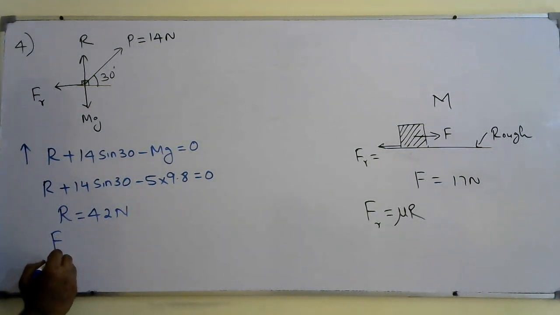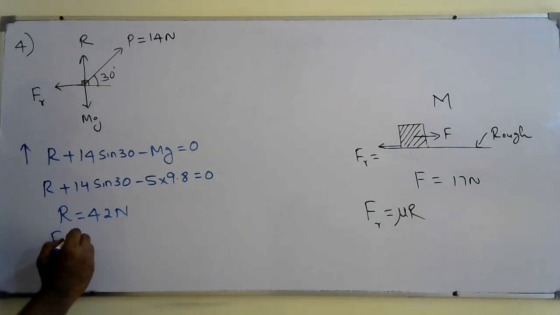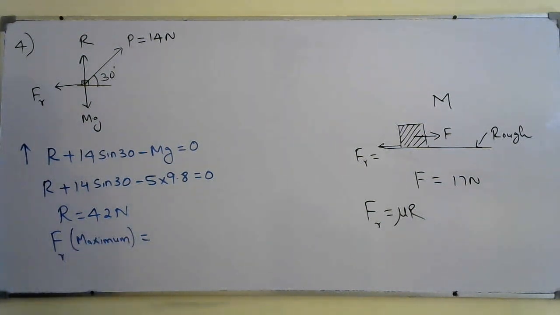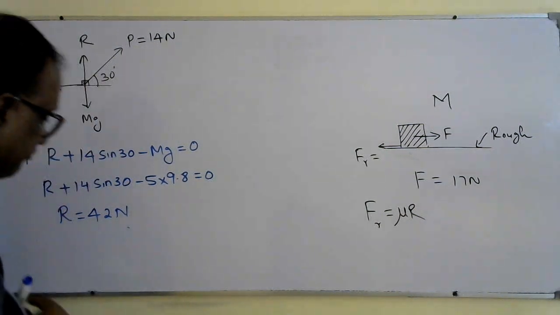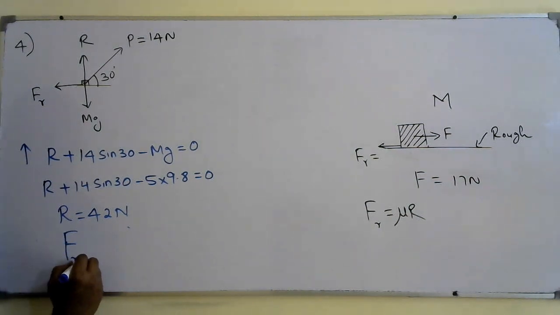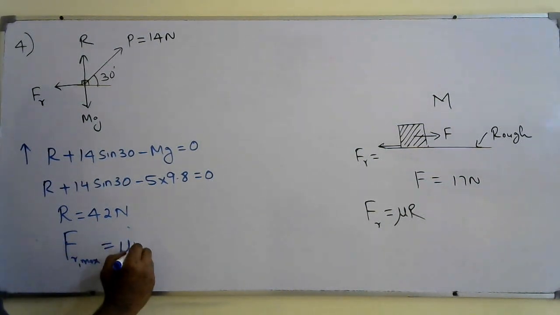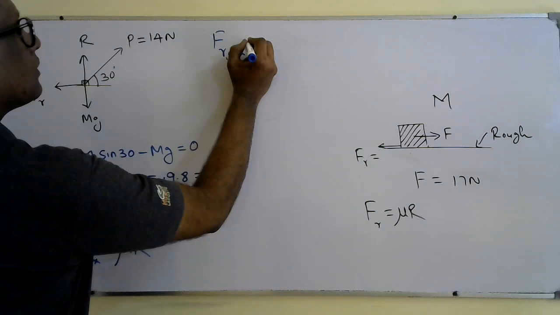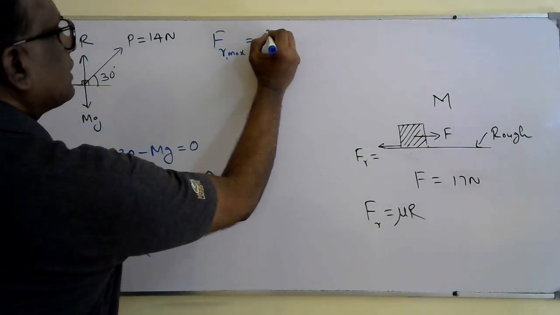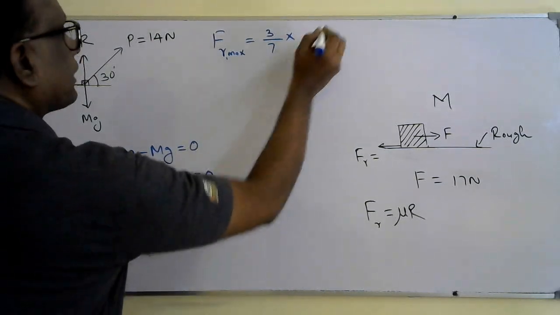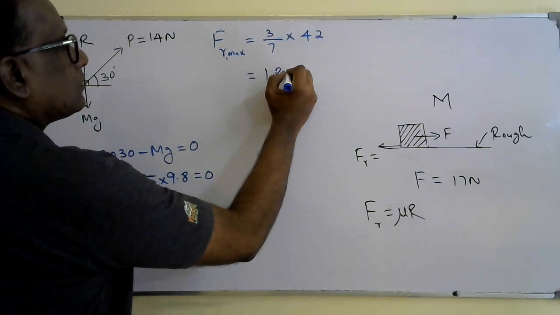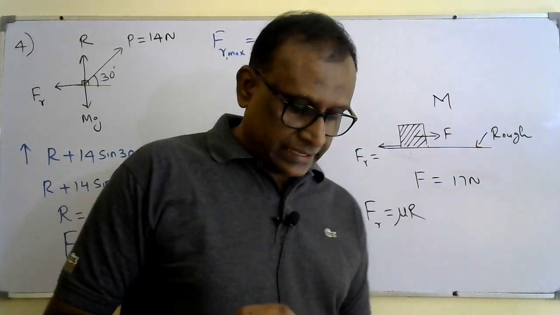So the maximum friction, that is the limiting friction, Fr max, equals mu R. Fr max is going to be mu, which is 3 by 7, into 42, and that will be 18 Newton. So that is going to be 18 Newton.